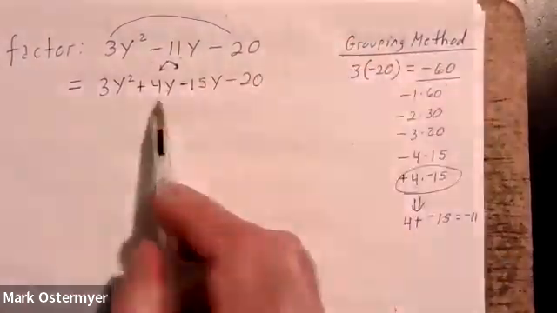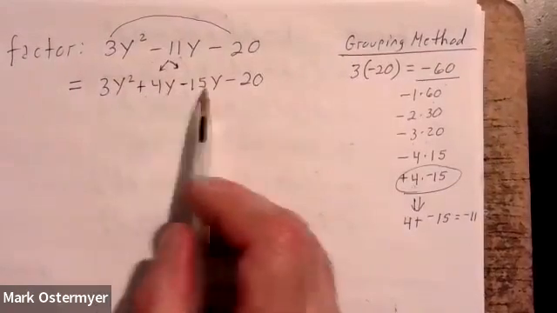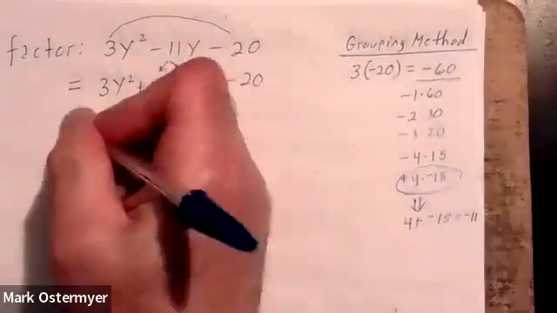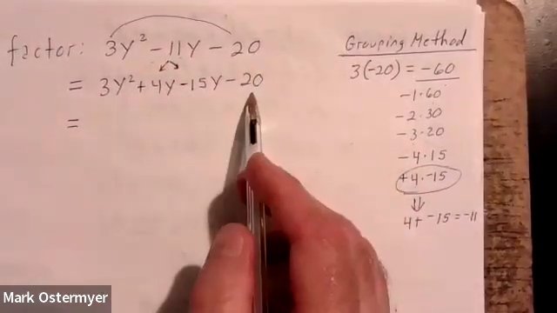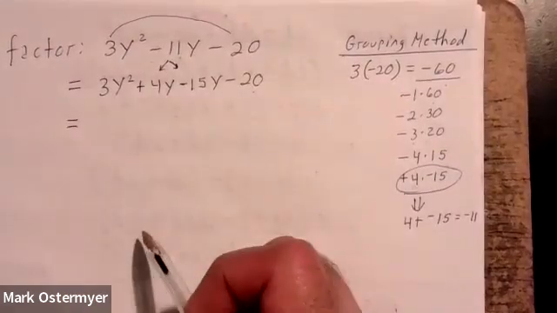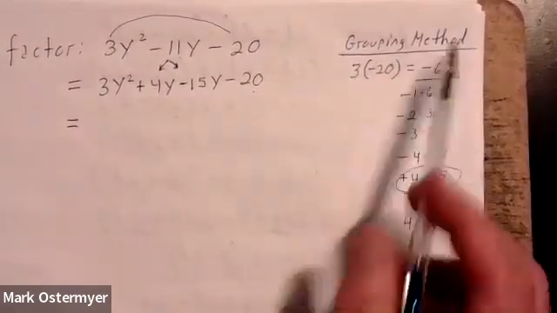Or you could have these switched around. You could have the minus 15y plus 4y. It doesn't matter what order you list these. The factorization will come out the same. Now we have a 4-term polynomial, equivalent 4-term polynomial for a difficult trinomial. So how are we going to factor it? You guessed it. We're going to use the grouping method.